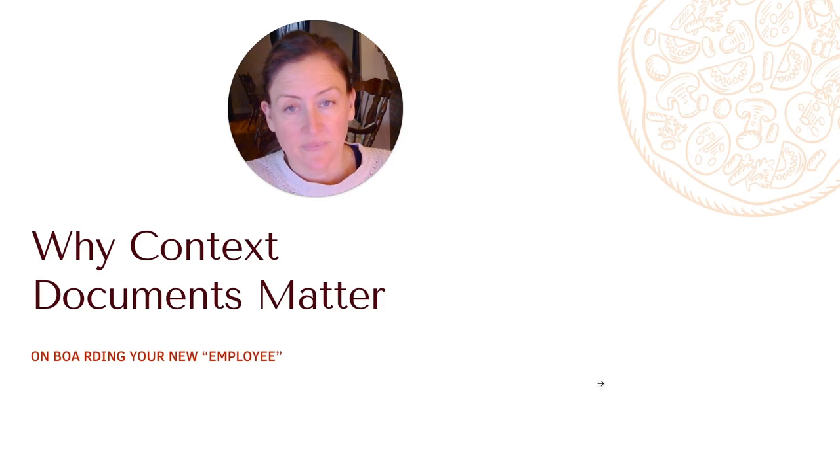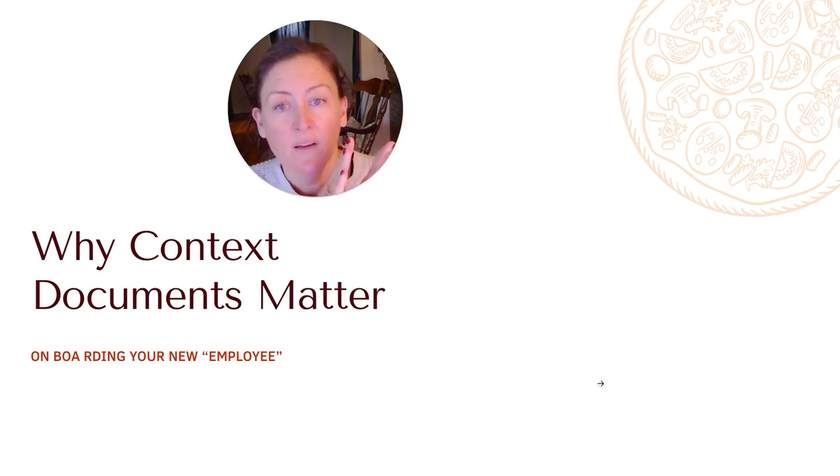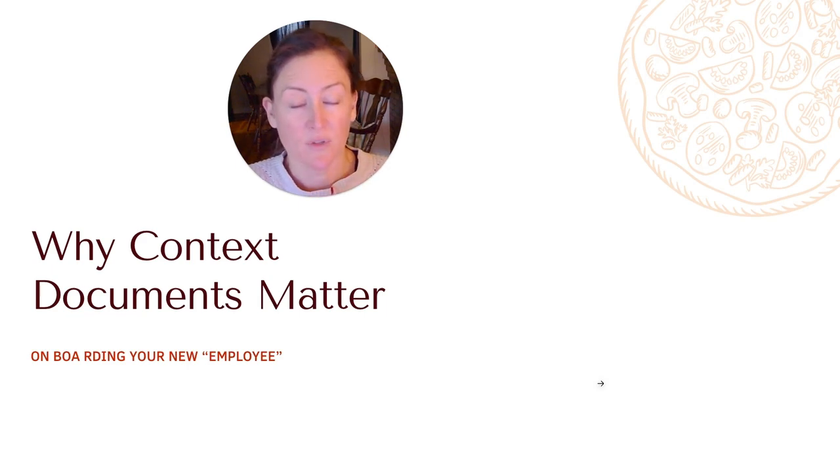Why are they important? This is where you get the AI to be more specific. Context documents give the AI what it needs to successfully produce the outcomes you're looking for. If you had a new employee, you'd have to give them an employee handbook and then instructions or standard operating procedures to follow to get successful outcomes from that employee.